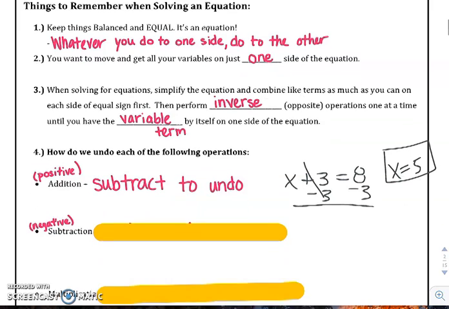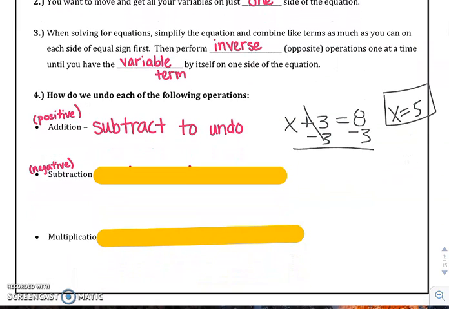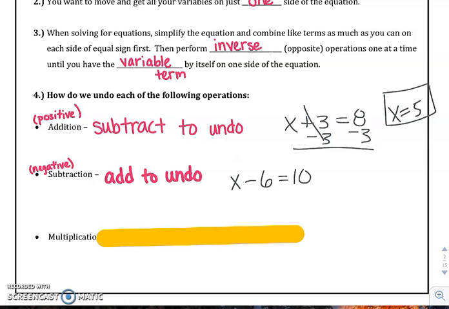So what if you have something that is negative or you have a subtraction? Well, how do you undo that? You would add it. Say you had x minus 6 equals 10. That minus 6, to get the variable by itself, you would add 6. This is all pretty simple. If it were just a one-step equation, they're not too bad. So x would be 16.